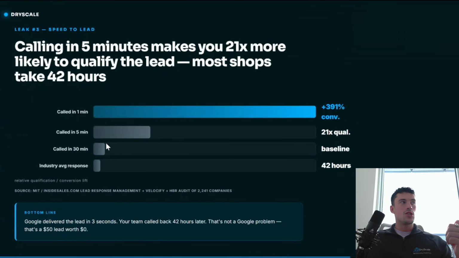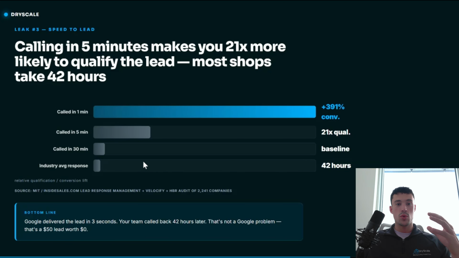Leak number 3 is the speed to lead. This is without a doubt the most prevalent issue that we see across pretty much every single business we've ever spoken to and ever worked with, is calling leads quickly. You need to be calling leads in under 5 minutes. That makes you 21 times more likely to qualify the lead, and most companies take 42 hours on average.